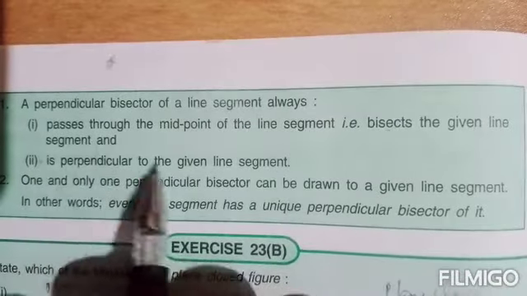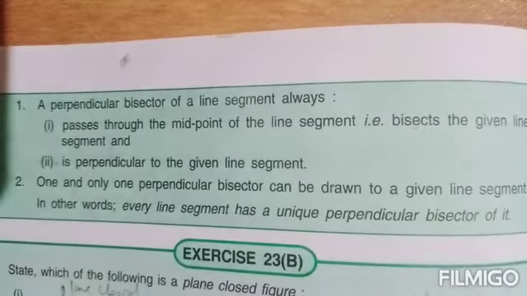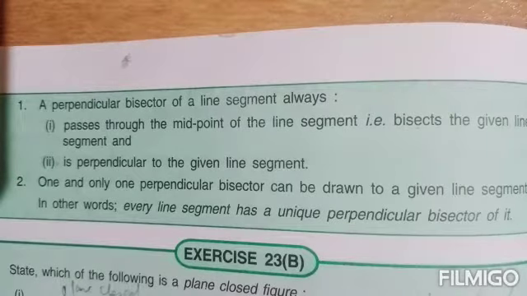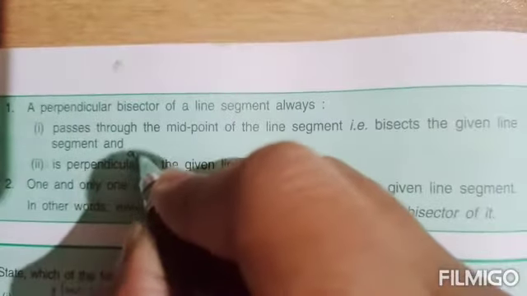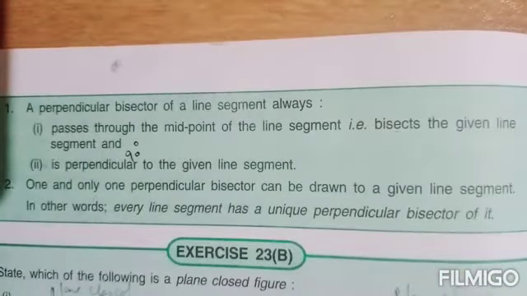The second one is perpendicular to the given line segment. So that perpendicular bisector will be perpendicular to the given line segment. That means it makes a 90-degree angle. Perpendicular means 90 degree, making an angle of 90 degree.